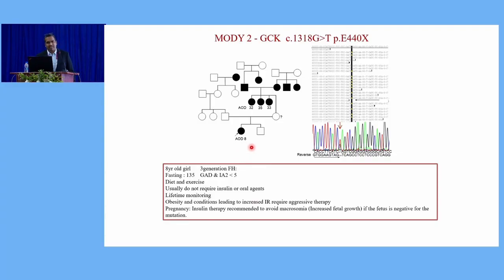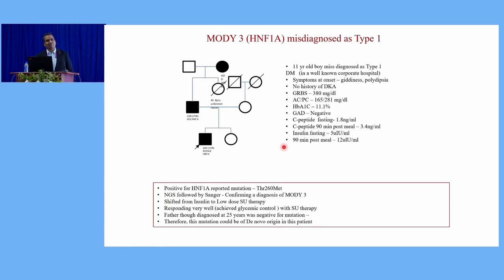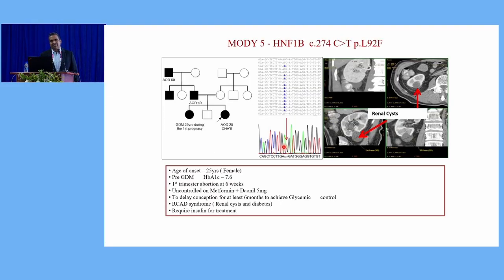And if you have a GCK mother and the fetus is negative, you can see increased fetal growth, which can be picked up at the end of first trimester imaging. It is recommended to treat with insulin during pregnancy to avoid macrosomia. And HNF1-alpha and HNF4-alpha respond very well to low dose sulfonylureas, and HNF1-beta requires insulin, and so on and so forth, right?